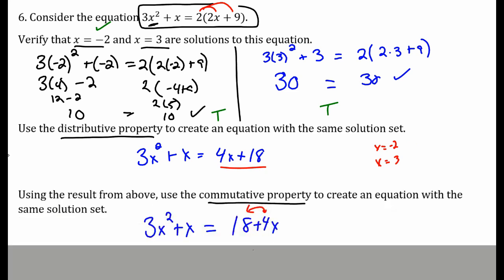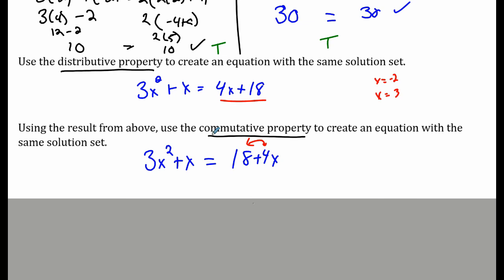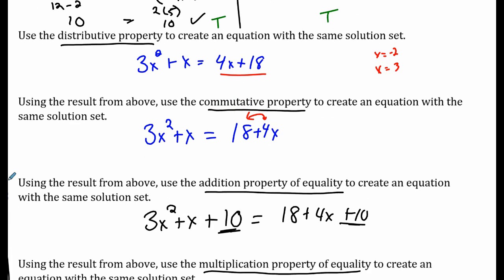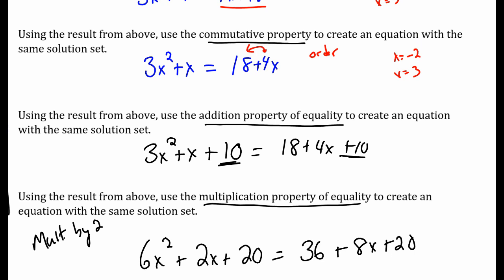Then I used the commutative property. I changed the order in which my terms were listed. So I switched the order of the 4x plus 18 to 18 plus 4x. Guess what the solutions to the equation are? Negative 2 and 3. I changed the order, I just switched their physical locations in the equation. Then it said use the addition property, which means I needed to add a number.